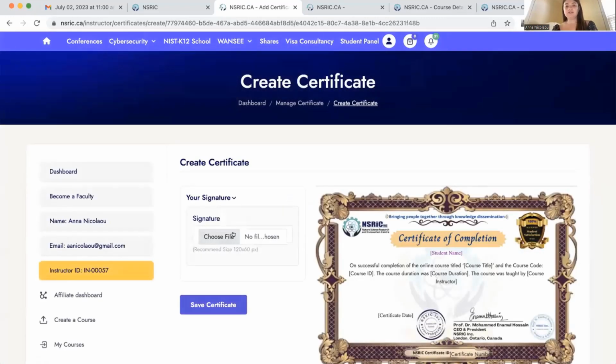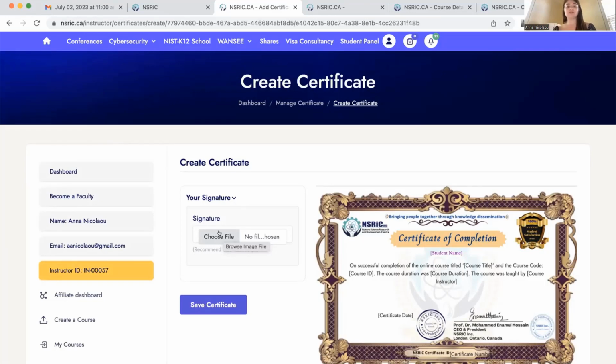And then all you need to do is choose a file for your signature. So if you have an iPad or a tablet or a reMarkable or something you can write it on, you'll just write your signature there, upload it, and then put your signature here. Also, make sure your signature doesn't have a white background or any other type of background to it.